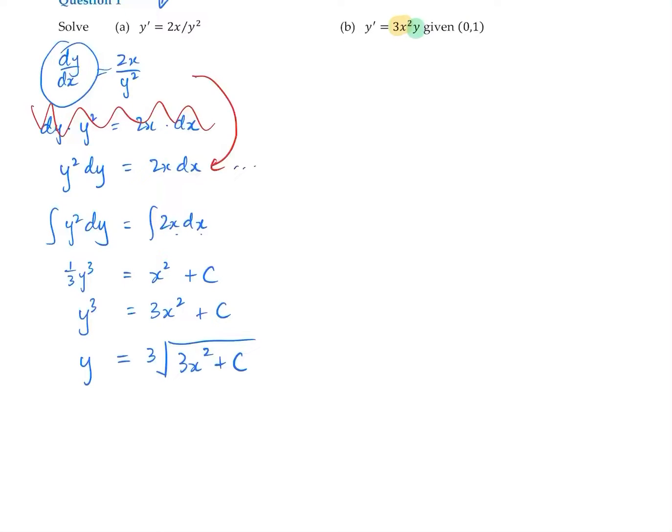So we have, right, dy dx. Once again, we need to write it as dy dx, or else we can't separate anything: 3x squared y. To separate things, well, I get this: dy times 1 on y equals 3x squared dx. Can you see what's happened there?